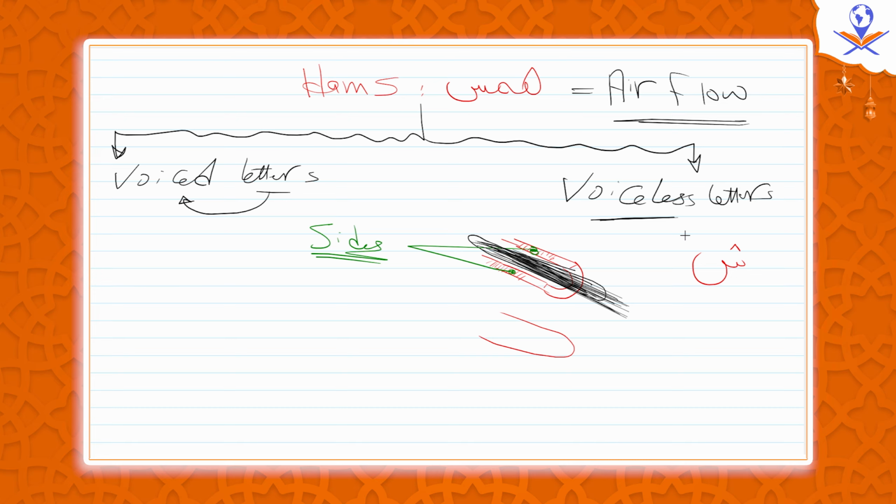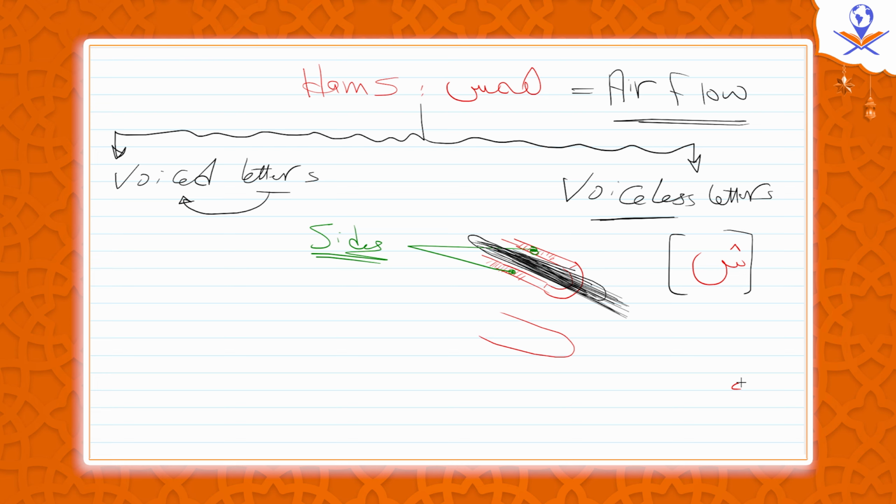So the sound of sheen is not generated from sheen, from the makhraj of the sheen. No, it's generated from the airflow because it's a voiceless letter. The letter itself doesn't have a voice, so the letter takes its voice from something else, which is the airflow. Not only sheen, but for example, fa.